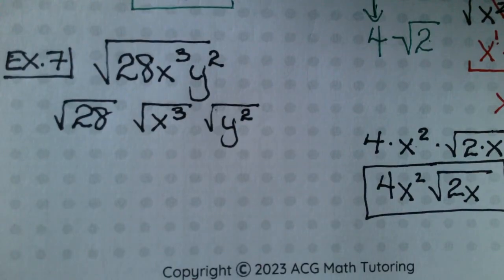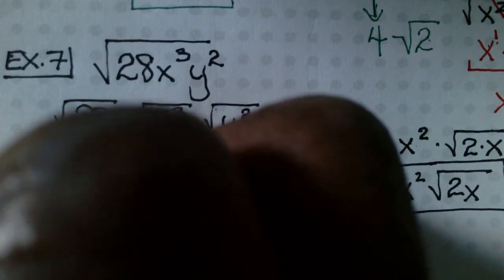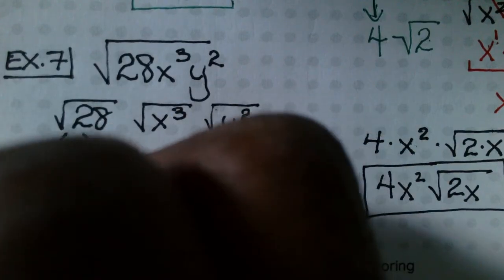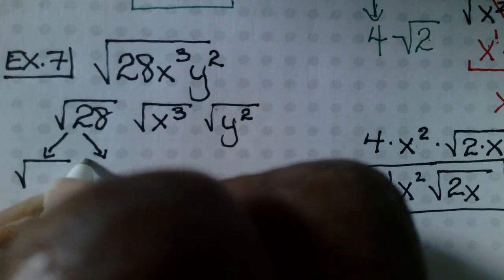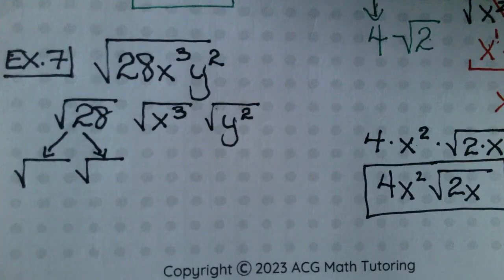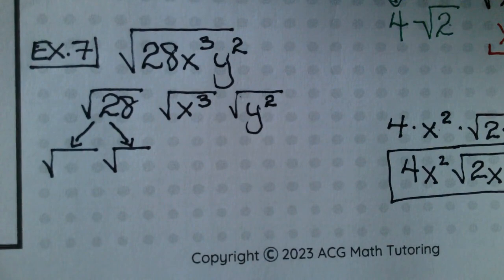So I got the square root part. Okay. So now we have the square root of 28. So we want to break that down into two radicals. One being perfect and the other one being prime. So what are two numbers we can use to multiply to give me 28? One of them is a perfect square root and the other one is a prime square root.